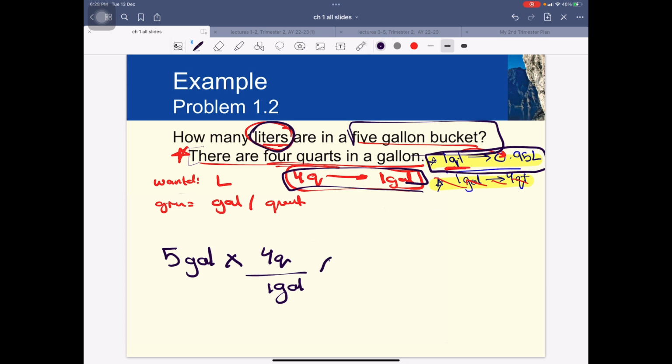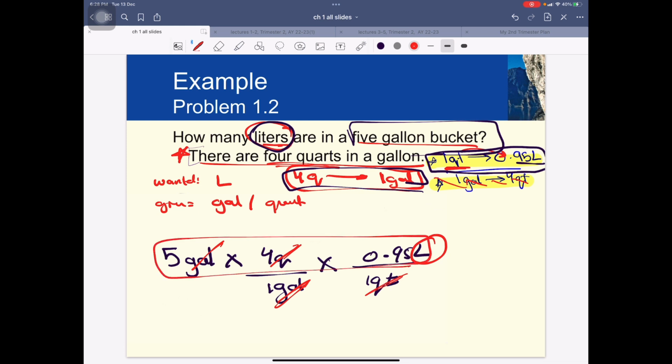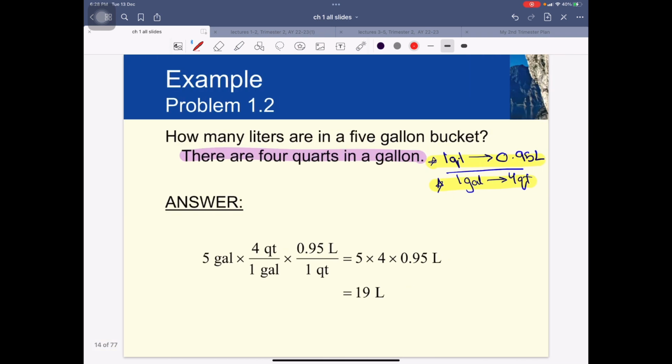I still want liters, multiplied by what? What conversion connects quarts and liters? It's here. I'm going to cancel quarts, so quarts go on the bottom: 1 quart over 0.95 liters. Now what happens? This quarts goes with that quarts, this gallon goes with that gallon, and I'm left with liters. I'm just going to multiply it and get the answer easily, which is going to be 19 liters after we multiply it. Is the answer correct? The answer is correct. Same method, here gallon, here quart.